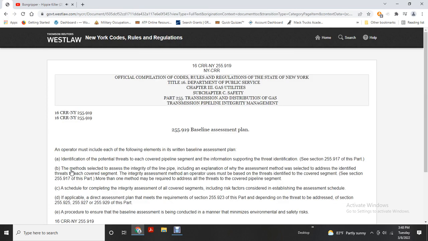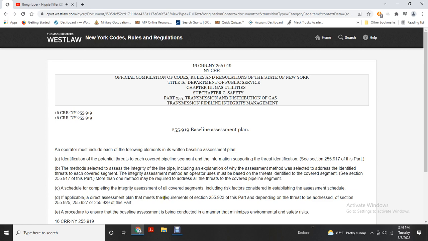Alright, your baseline assessment plan. An operator must include each of the following elements in a written baseline assessment plan: identification of potential threats to each covered pipeline segment; information in support of the threat identification; a method for selecting the assessment method, including an explanation of the assessment method; selecting the integrity assessment method the operator used based on the threats identified with the covered segment, noting that more than one method may be required to address the threats to a covered pipeline segment; and a schedule for completing an integrity assessment of all covered segments, including risk factors considering the established assessment schedule.